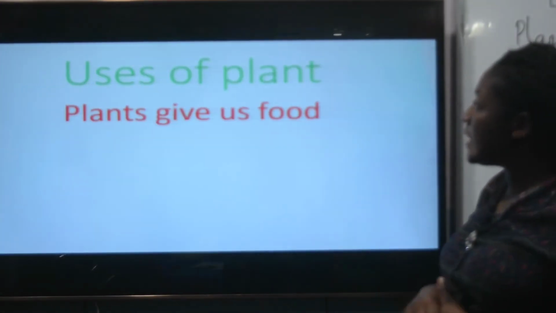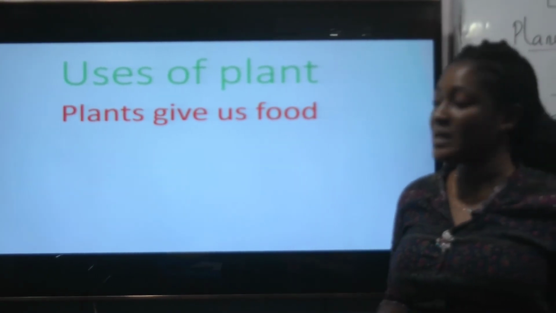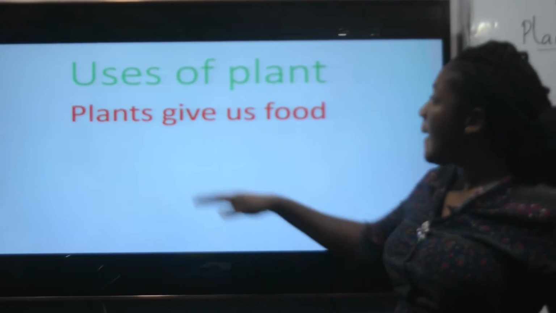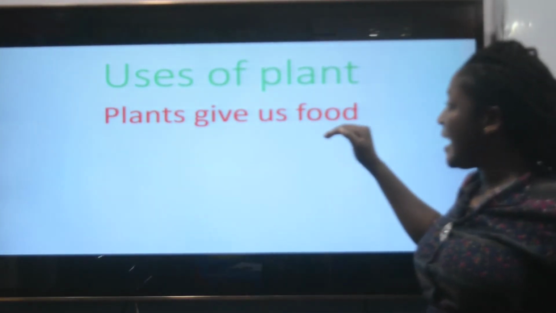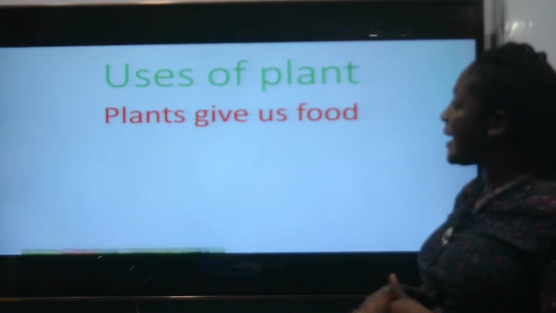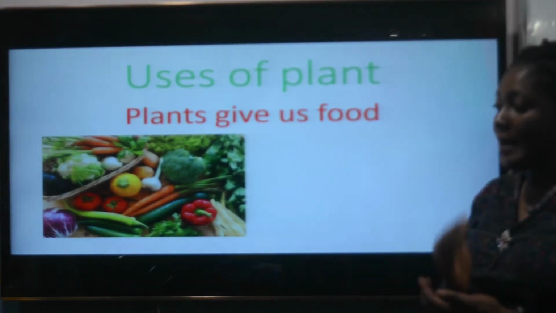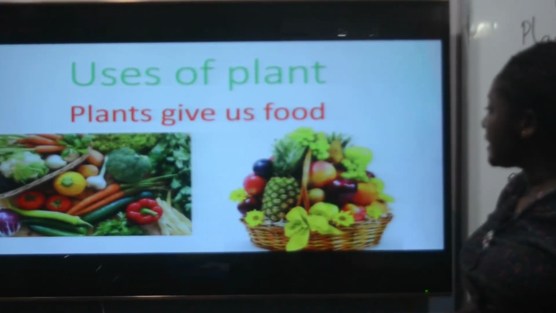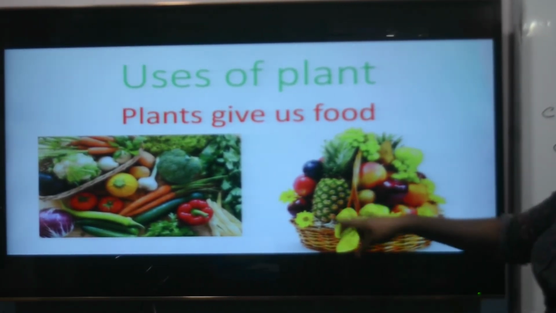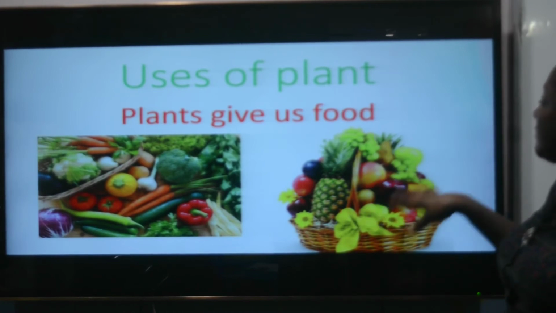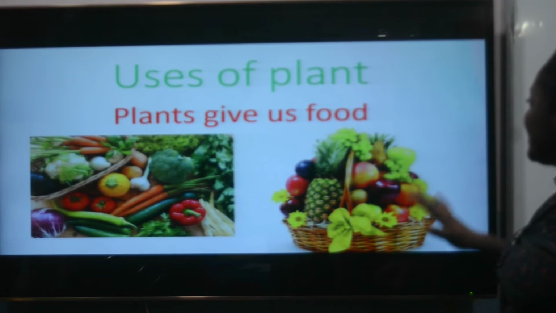Now let's go to the uses of plants. What do we use plants for? Plants give us food. Foods like vegetables. You can get vegetables from plants. And we can also get fruits from plants. Fruits like pineapple, apple, all these fruits come from plants. Now let's go to the next one.